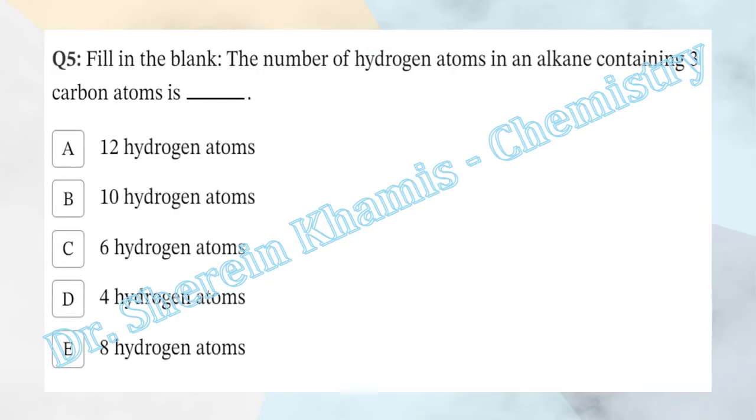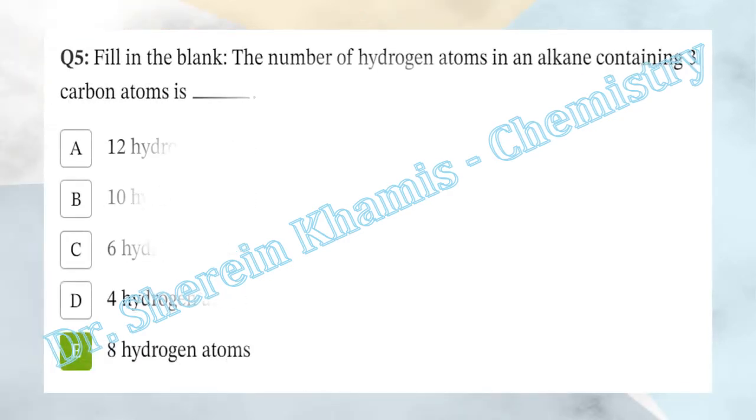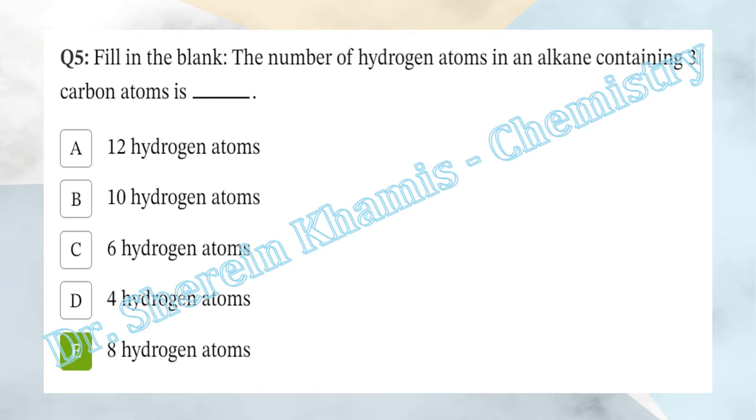Question number 5 says: fill in the blank, the number of hydrogen atoms in an alkane containing 3 carbon atoms is. Okay, according to the general formula of alkanes, CnH2n+2, if we have 3 carbons, we remove n and put 3, so C3 H2 times 3 is 6, plus 2, and we will get at the end 8 hydrogen atoms, so the right answer will be letter E.